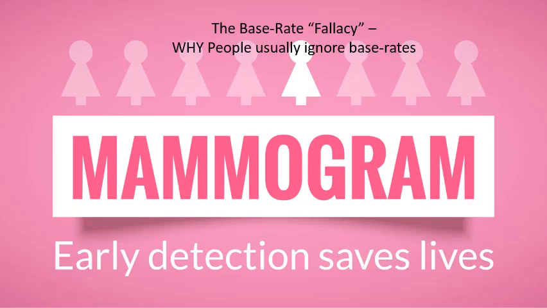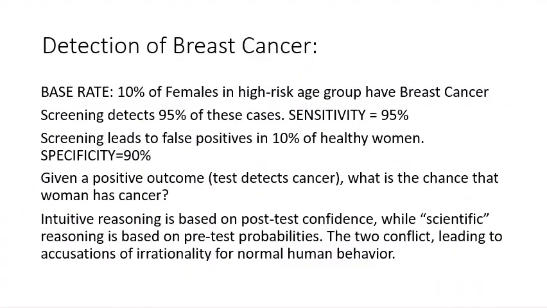As a second example of application of time branching probability, we will explain the base rate fallacy, what it is and why it occurs. So this is commonly used in detection of any disease, but breast cancer is a common example. So base rate is the general prevalence of breast cancer in the population. So suppose that 10% of females in a high-risk age group, let's say from 50 to 70, have breast cancer.